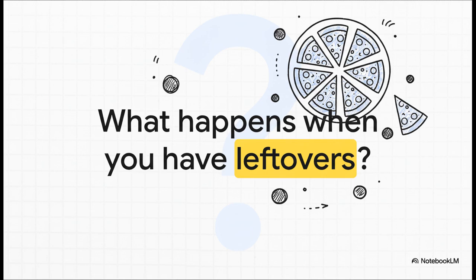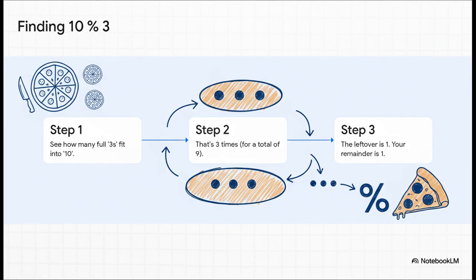Let's make this super easy. Imagine you have 10 slices of pizza to share with 3 friends. Everybody gets 3 full slices, right? But what's still sitting on the plate? That one lonely slice, that's your remainder. And that's exactly what the modulus operator calculates. When you type 10 % 3, you're just asking the computer, hey, after you divide 10 by 3, what's the leftover pizza slice? And the answer is 1. It's as simple as that.